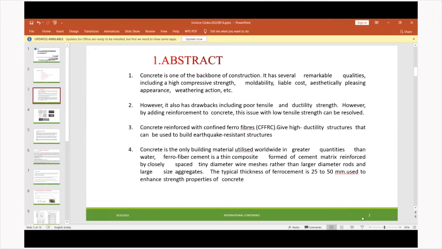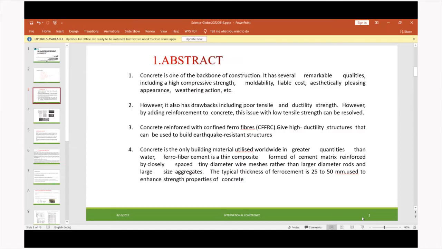In the abstract, I want to cover 4 points. First of all, we should know what concrete is. Concrete is one of the backbones of construction. It has several remarkable qualities, including high compressive strength, moldability to any shape, low cost, aesthetically pleasing appearance, weathering resistance, etc. However, it has some drawbacks, including poor tensile strength and ductility.